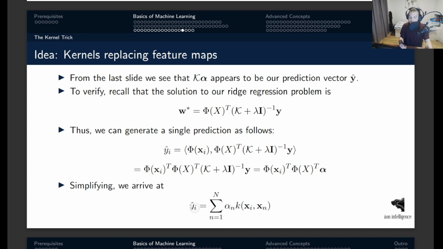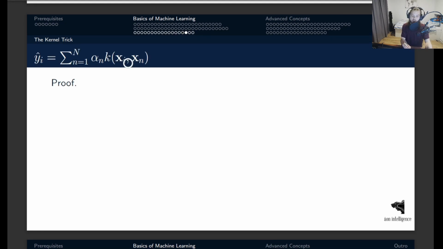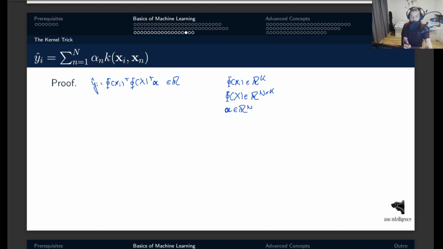So an individual prediction yi hat is equal to the sum over indices in our data set up to capital N, the number of observations we have available. And what we are summing up is the nth component of our parameter vector alpha times the kernel evaluated for observations xi and xn. So let's quickly verify that this is indeed true. And for this, we recall that the individual prediction is generated as the inner product between the feature mapped observation xi and phi x transpose times our parameter alpha. This is a real number.